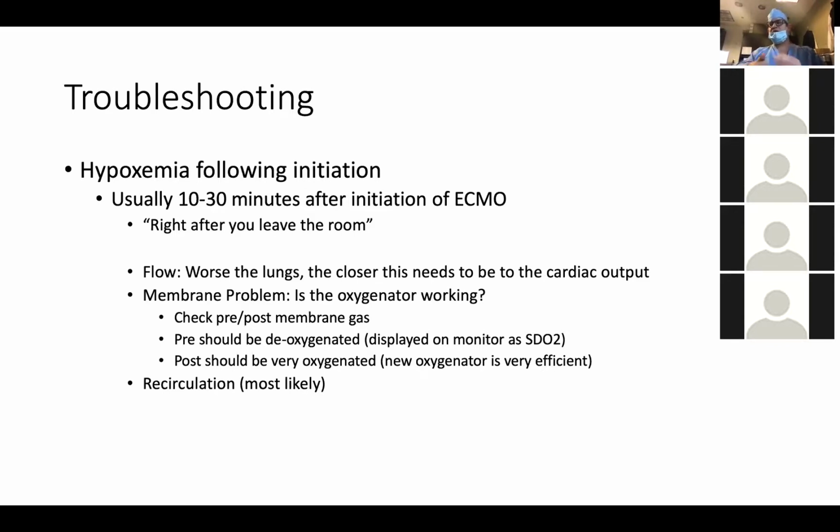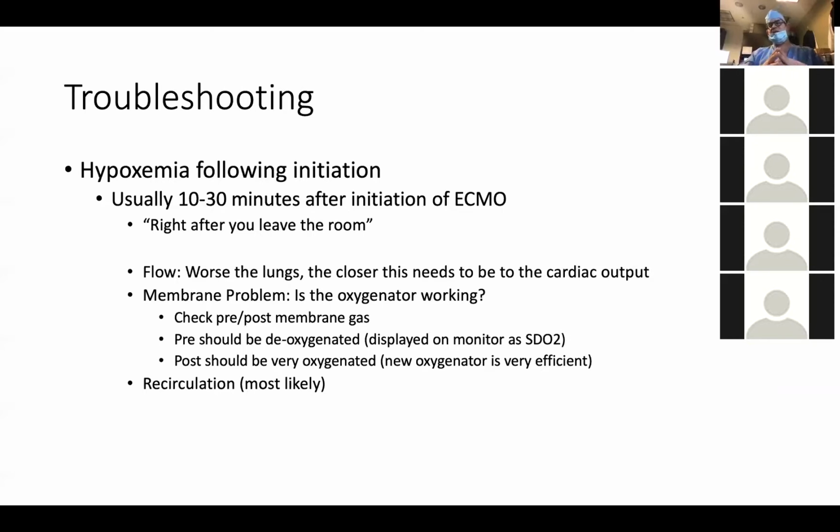And then we can look at the oxygenation of the 2 cannulas. So effectively, the drainage blood should be very deoxygenated. We call it the SdO2, should be deoxygenated, the drainage O2. And the post should be very oxygenated, should be close to 100%. If you're really not sure, you can draw a gas pre and post oxygenator. And the post oxygenator gas should have a PaO2 in the 300 to 400 range because it's very efficient oxygenation.